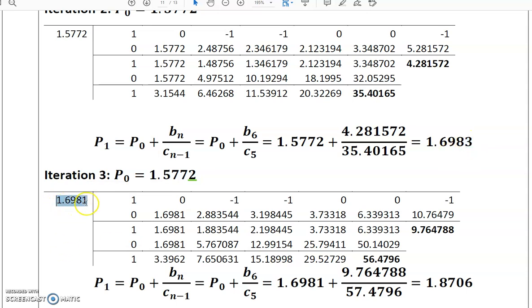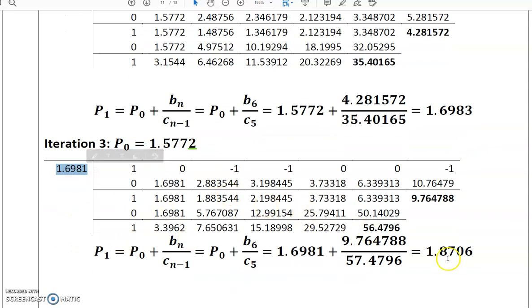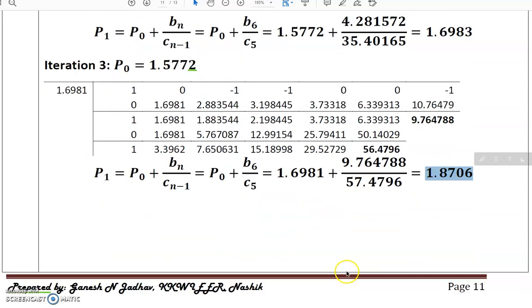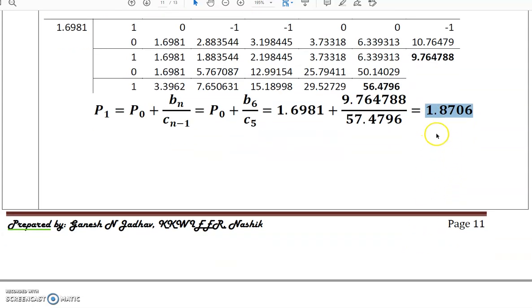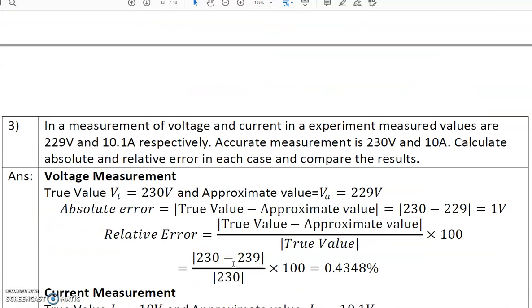Taking that value as the initial value, we will calculate the next root. Again the same procedure, but the initial value is this one. Again calculate this. So this is the Birge-Vieta method for the calculation up to the third iteration. If you continue the iterations, at the sixth or seventh iteration you will get the exact root. When the root starts repeating, you can stop there. Here only 3 iterations are asked.